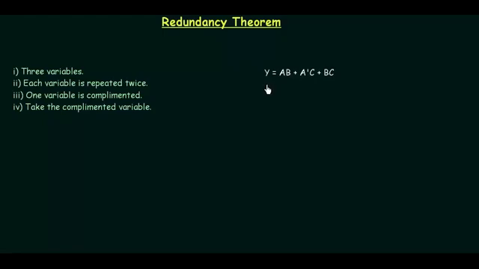In the last presentation, I gave you this problem as homework, and now we will solve it. The function y is equal to a and b, or a complement and a c. I have just eliminated the last term b and c because this is a redundant term. We can solve this by using the redundancy theorem.